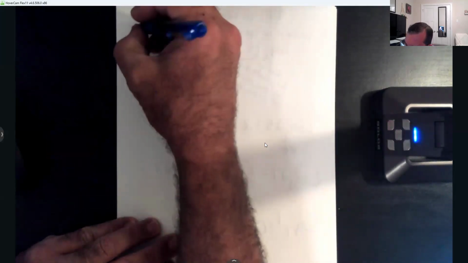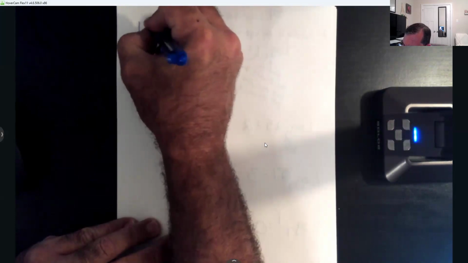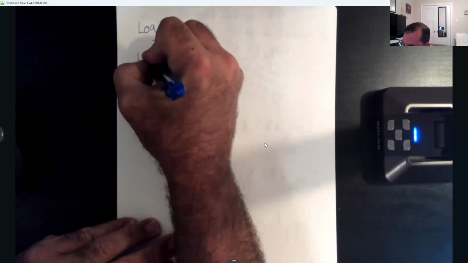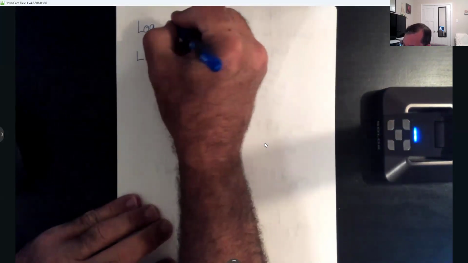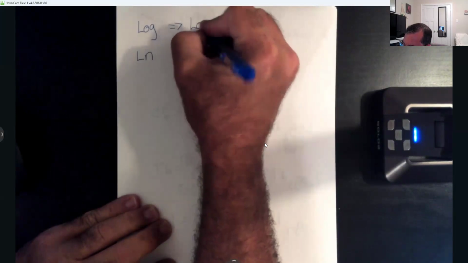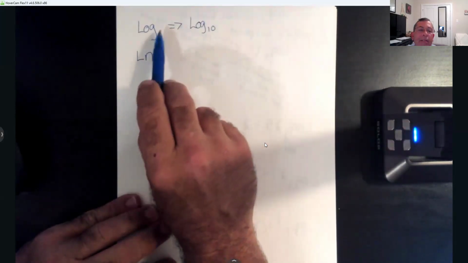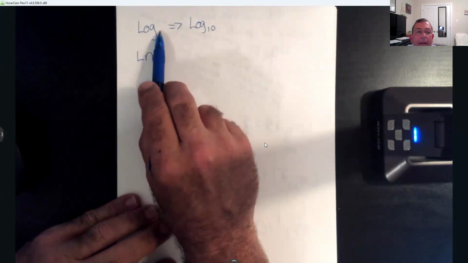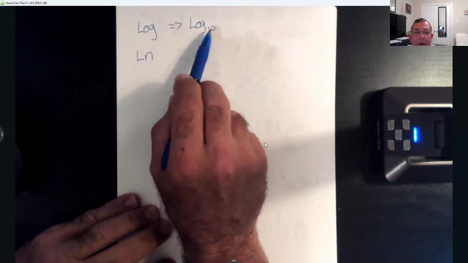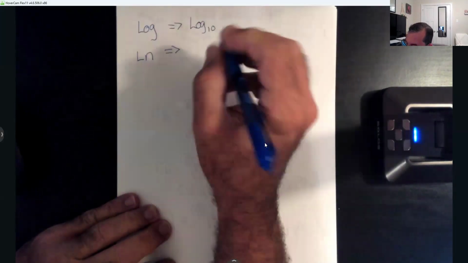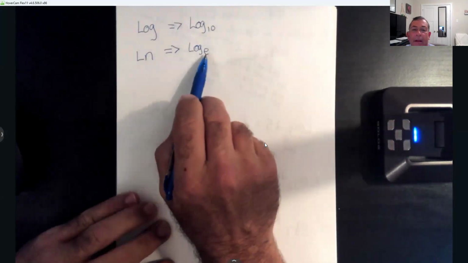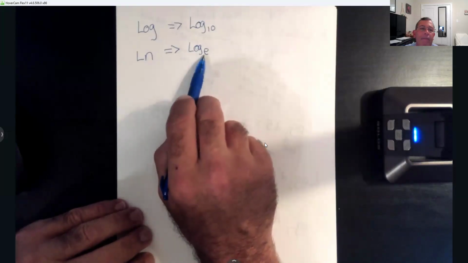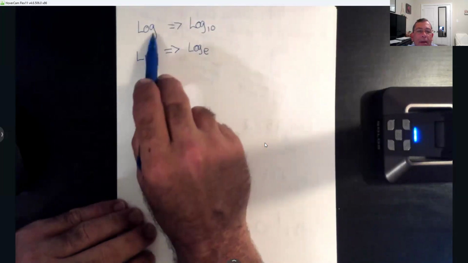On the front of the calculator, you'll see a log button and the LN button. The log button on the front of the calculator is to use a log base 10. So if it doesn't have a base here, it's automatically a 10. Now this LN that's on the calculator is a log base e. That's Euler's number we learned earlier. These two are on the front of the calculator.